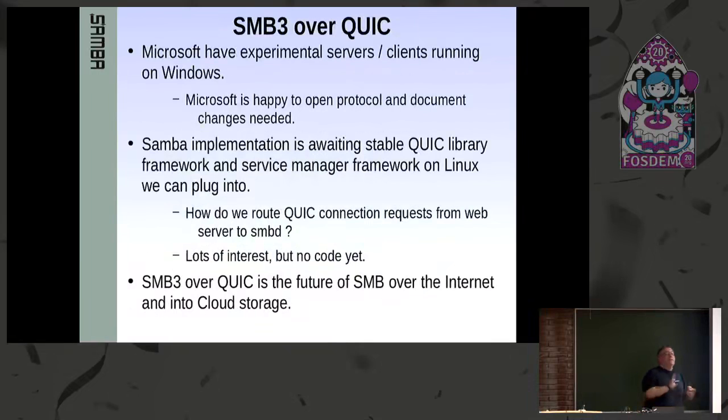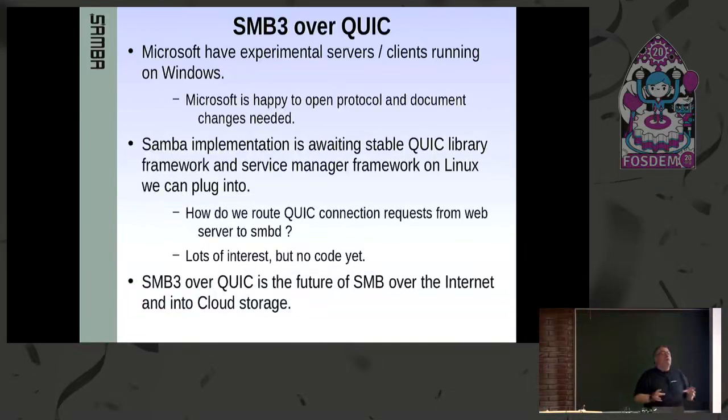SMB over QUIC. Has anyone ever heard of QUIC? Okay, cool. Oh, wow. All right. So it's going to take over the world. Microsoft actually have servers and clients running with SMB over QUIC. The great thing about that is that all of the ISPs who block the SMB port 445, they're screwed. They can't block the QUIC protocol because it's running over HTTPS, essentially. So you can actually then share files. A lot of people are going to be very unhappy about this, but anyway. They're very happy to open it and document everything that you need. Microsoft is a joy to work with these days.